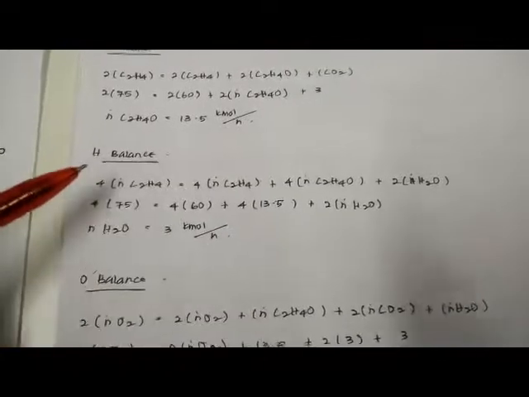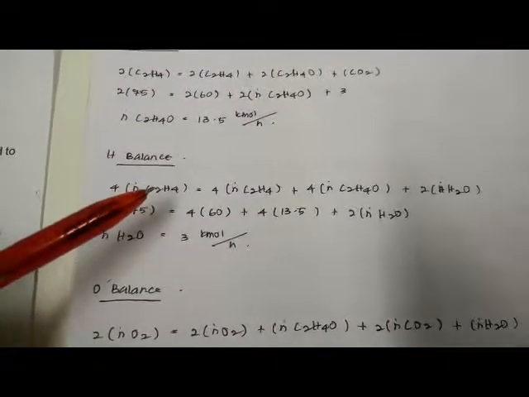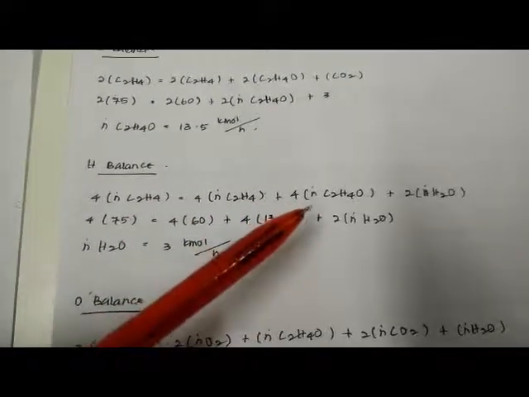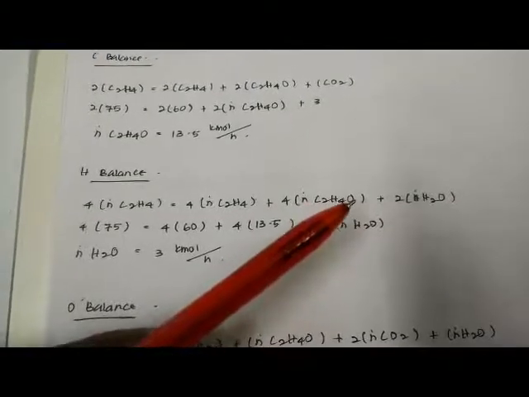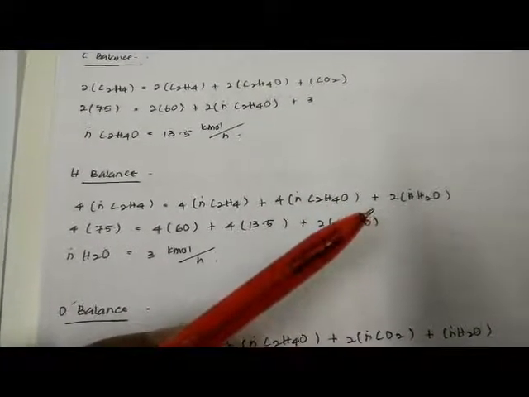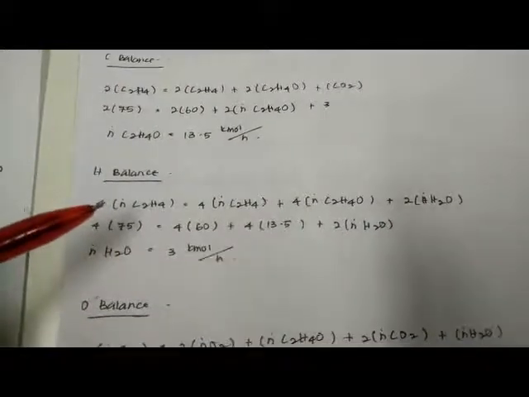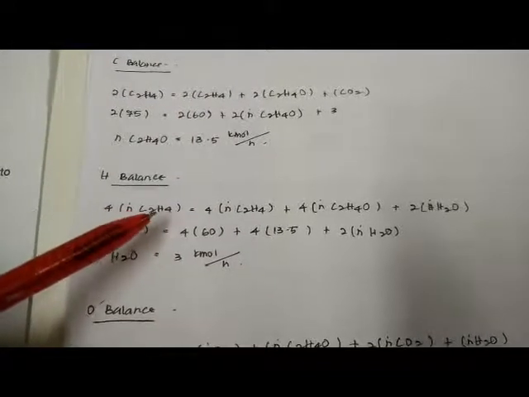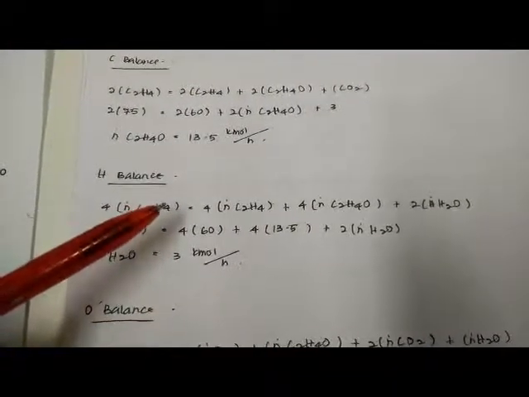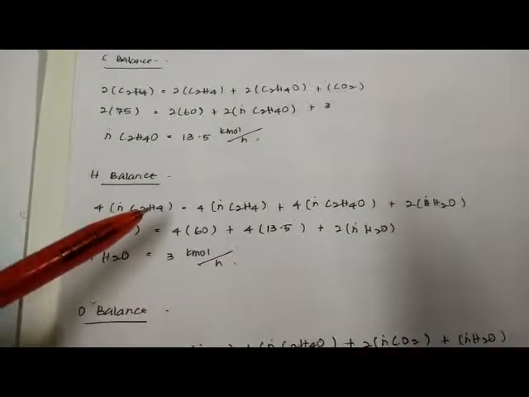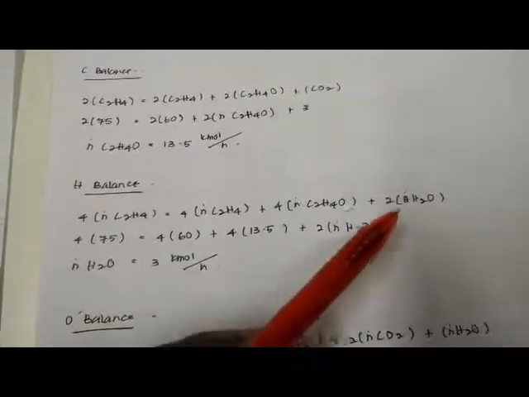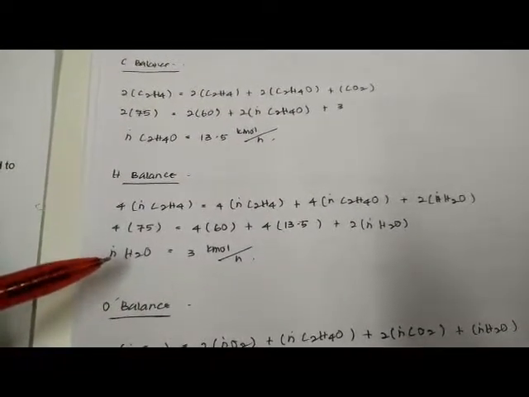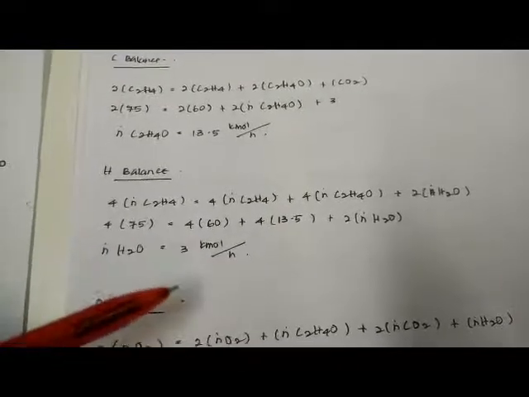So for H balance, 4 times ethylene equals 4 times ethylene outlet plus 4 times ethylene oxide plus 2 times water. Same as C balance, we put 4 here because ethylene has 4 coefficient for H. Same goes for all of the outlet. So from here we get the mole flow rate of water is 3 kmol per hour.